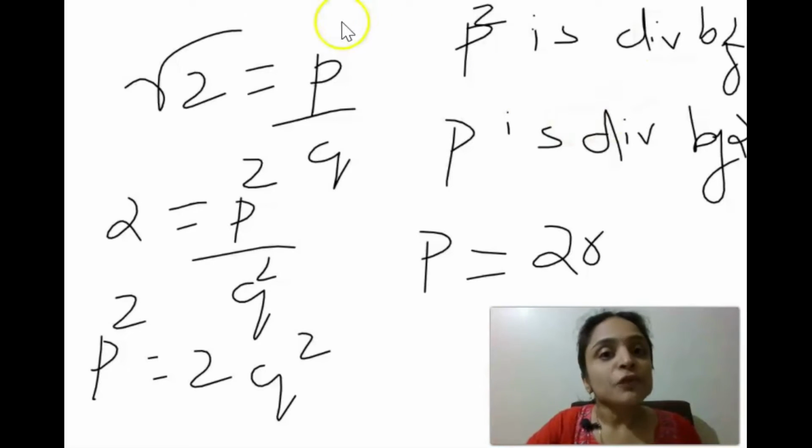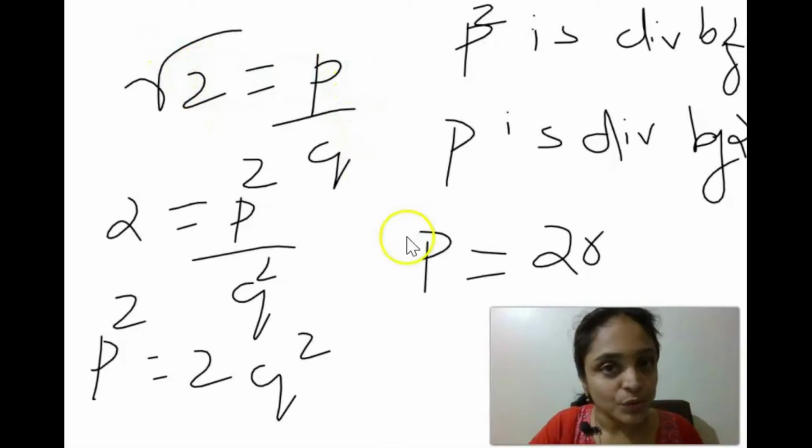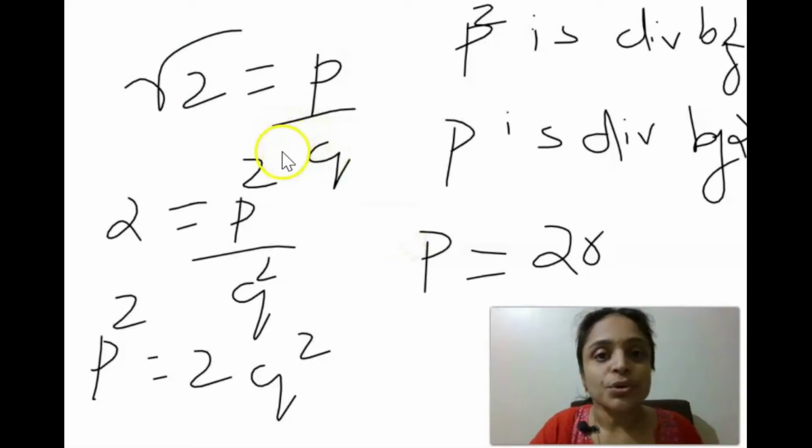So if root 2 is rational, root 2 can be expressed as p by q, where p and q are coprimes and q not equal to 0, right? We have seen that a rational number is a number which can be expressed as p by q, where p and q are coprimes and q not equal to 0. So we have written root 2 equal to p by q and q not equal to 0. p and q are coprimes also.